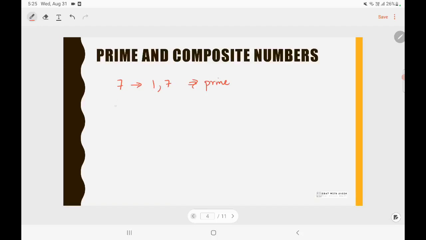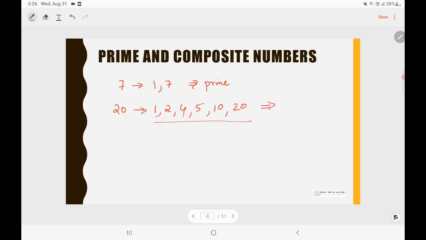Now if you take the case of 20, there are many factors, right? You have 1 as a factor, 2, 4, 5, 10, and 20 as factors. So these are different factors of the number 20, so this is a composite number. You need to know the prime numbers from 1 to 100. At least you need to know the prime numbers between 2 and 30, because you can use them in different questions.